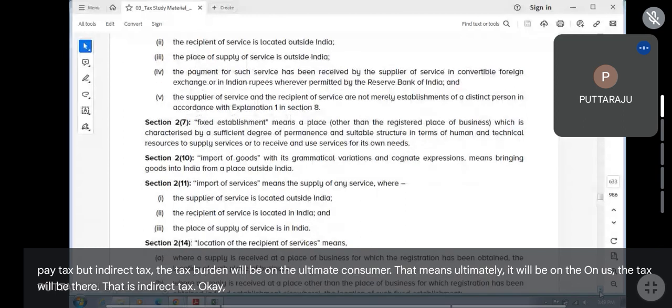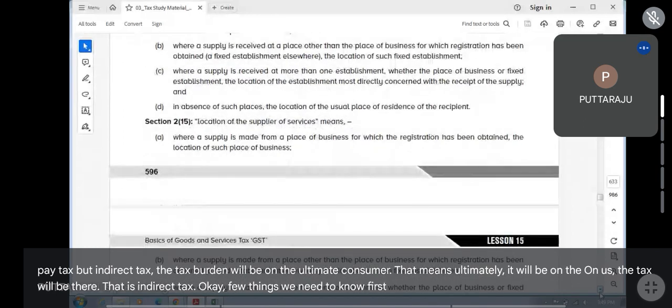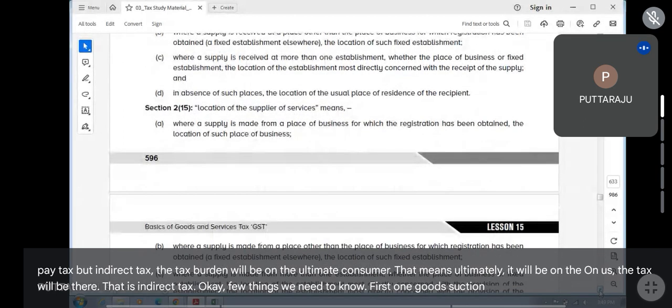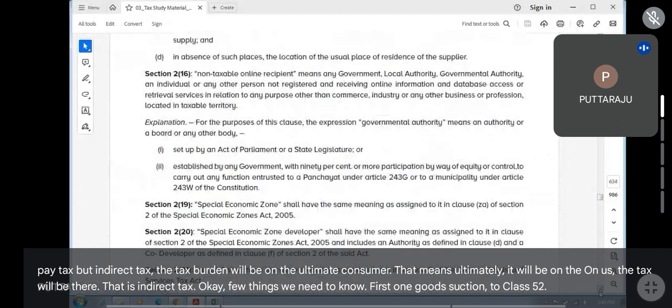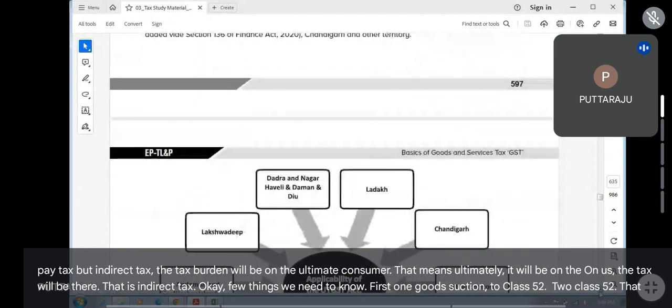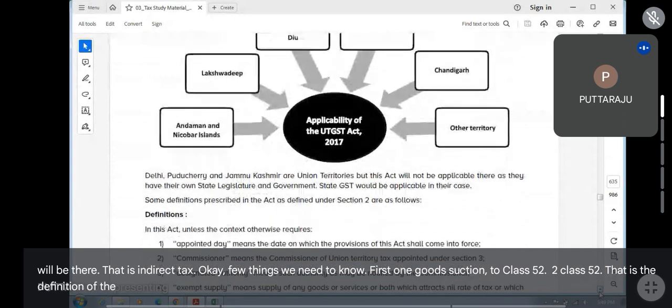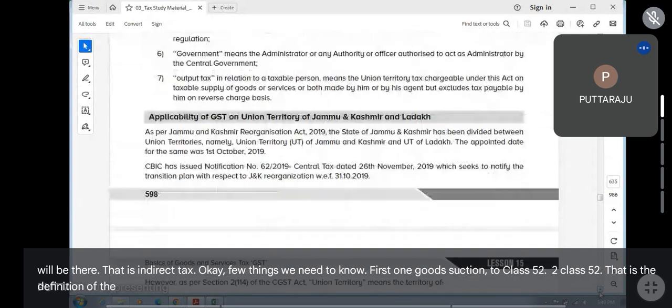Okay. A few things we need to know. First one, goods, section 2, clause 52, that is the definition of goods.